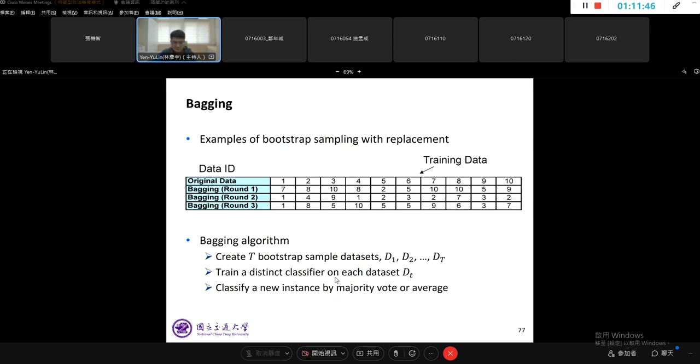We train a decision tree or some other distinct classifier on each of the generated data sets. We have decision tree T for data set DT. Once we repeat the process for each of the bootstrapped data sets, we will have T decision trees. How do we carry out classification on a new data instance? Actually, it is carried out by using majority vote. Okay, so this is the process of bagging.